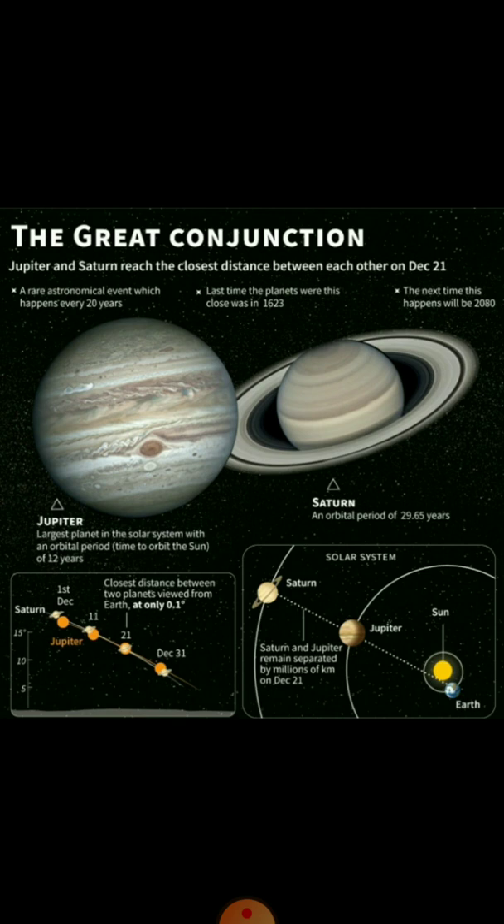Saturn is the second largest planet in the solar system. It has many rings made up of tiny pieces of ice. Saturn is the farthest of the five planets that can be seen with the naked eye.